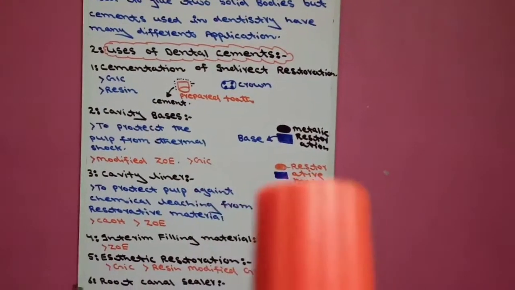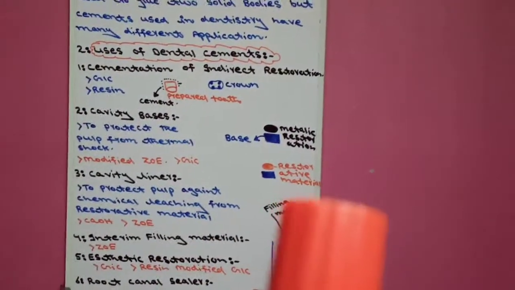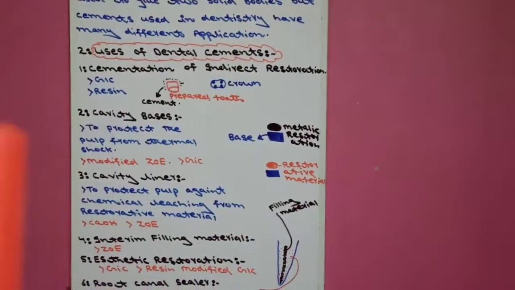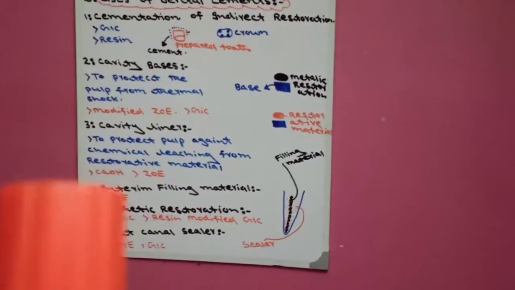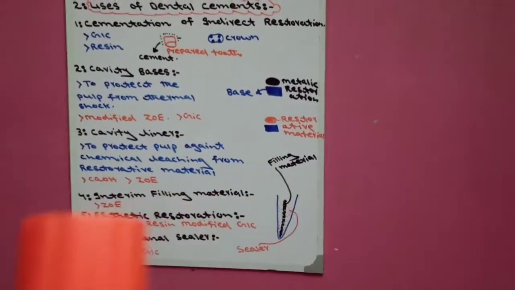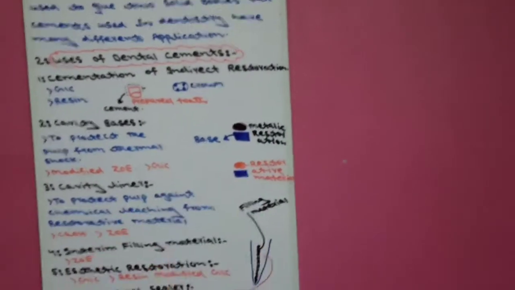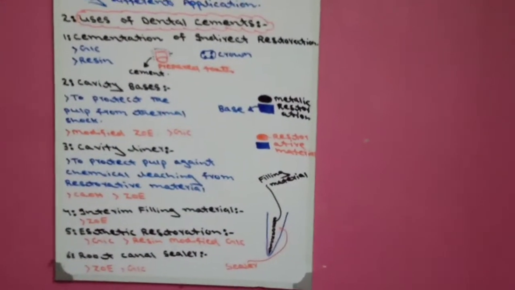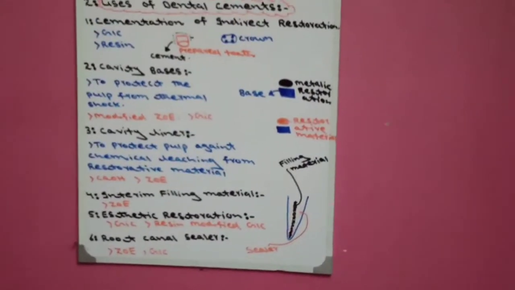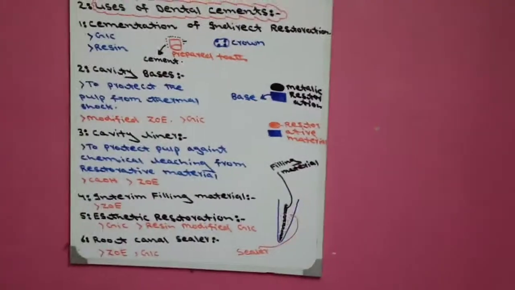Now, a cavity liner is similar to a base, but it is thinner than a base, and its function is different. The cavity base protects the pulp from thermal shock, but the cavity liner protects the pulp against chemical leaching from the restorative material. This is the restorative material and this is the cavity liner. Now which cement do we use as a cavity liner? Calcium hydroxide cement and zinc oxide eugenol cement.